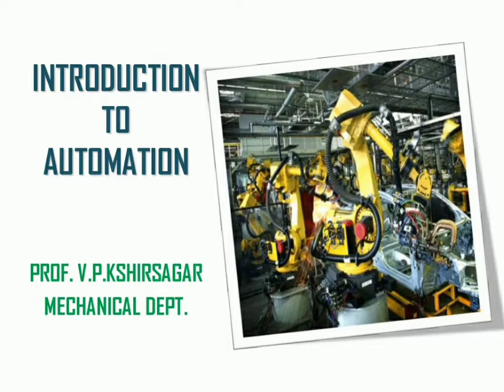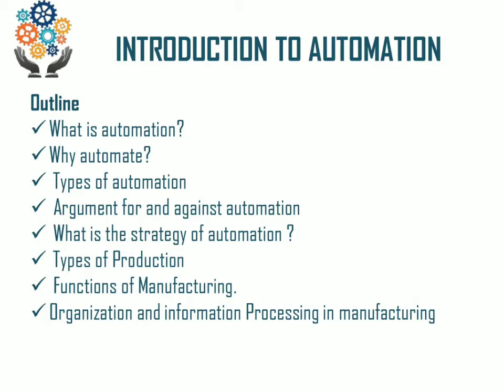So first of all, we're going to summarize what we are going to see in this particular unit. What is automation? Why automation? Types of automation, arguments for and against automation, what are the different strategies for automation, functions of manufacturing, organization and manufacturing processing in different organizations, right? Then what is automation first? That is the first title, right?